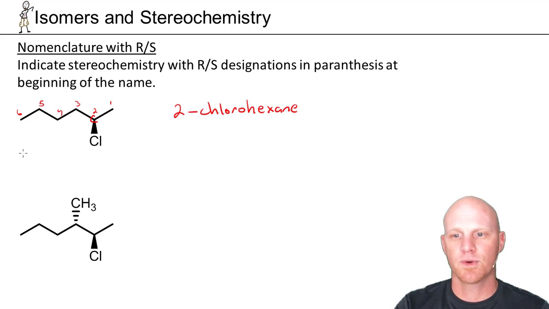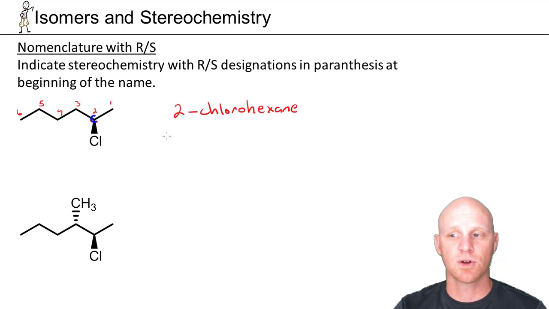So, our problem comes in realizing that this is a chiral center, that for 2-chlorohexane, there are actually 2 different versions of 2-chlorohexane. One where the chiral center is R, and one where it's S, one with this chlorine as the dash, and one with the chlorine as the wedge, as it's drawn. And so in this case, we've got to assign R and S to distinguish between those two.